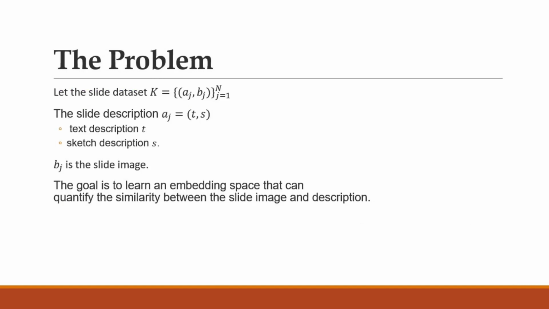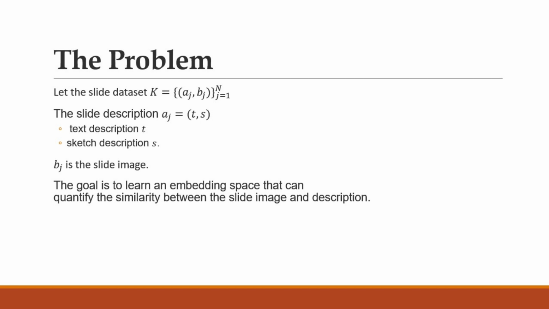Here is our problem statement. We aim to retrieve the most appropriate slide image from the dataset given a query. Let the dataset K consist of a description A_j of slide and the slide image B_j. The description A_j is the text description T and the sketch description S. Hence, the system supports both natural language and hand-drawn sketch queries.